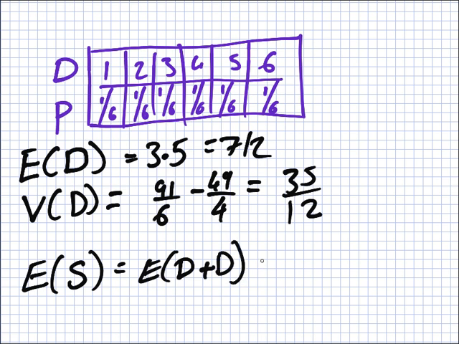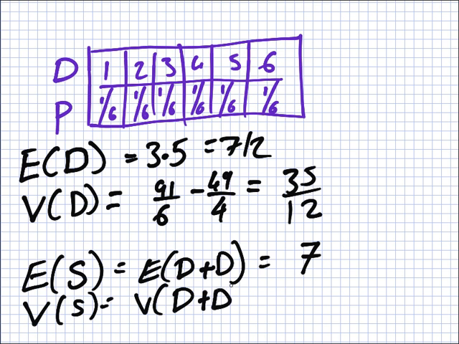So the expectation for the sum of 2 would be the expectation of a die plus the other die. So that should be just 7. And the variance of the sum should be the variance of the die plus the other die, right? That's going to be 35 over 6, is that right? What number is this? 8? 35 over 3. Oh, yeah. It should be.